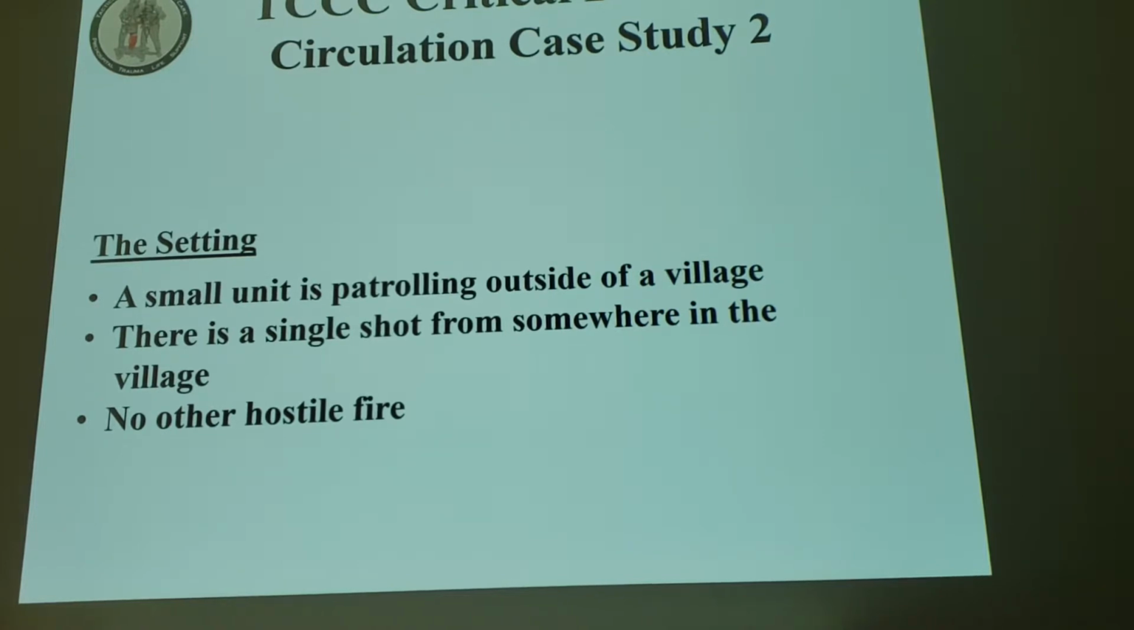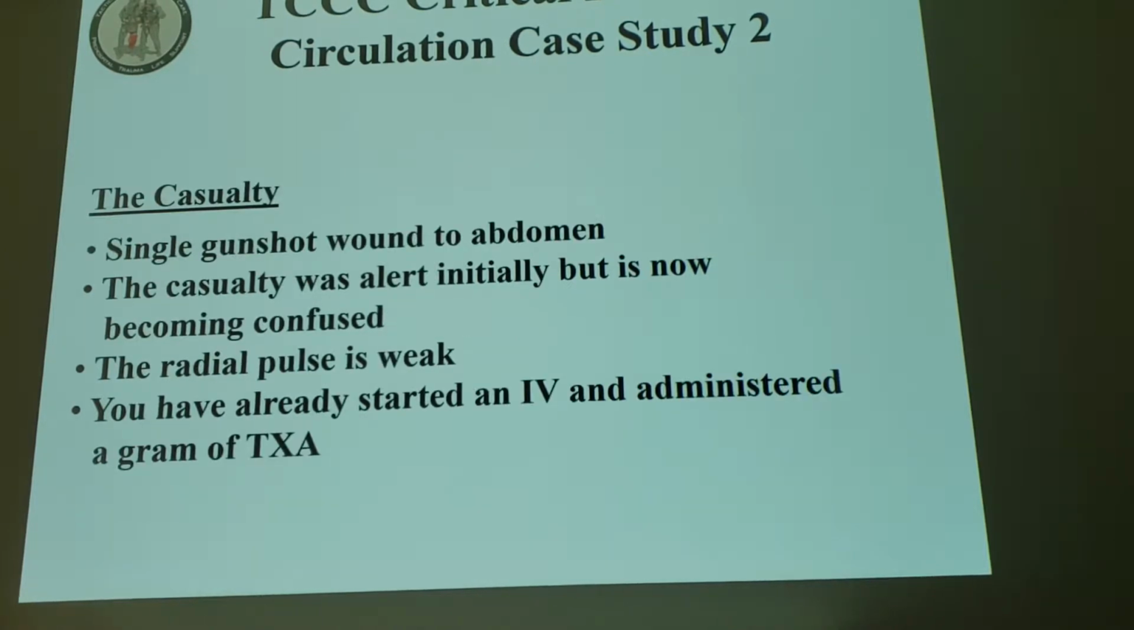Okay, cool. So classic village shooting at you. Casualty, single gunshot wound to the abdomen. Casualty was alert initially, but is now becoming confused. Radial pulse is weak. You have already started an IV and administered a gram of TXA.